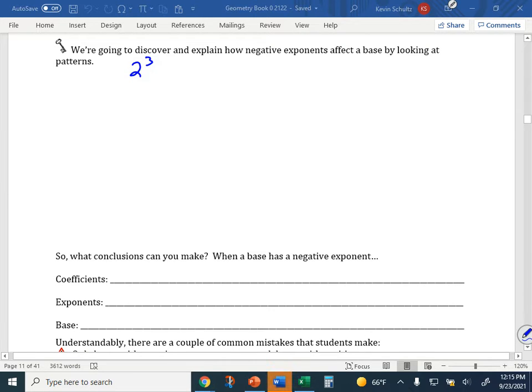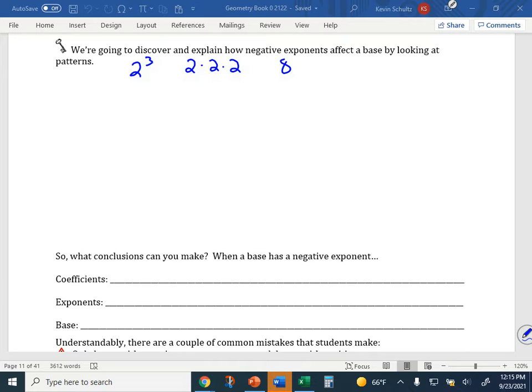So 2 cubed, 2 to the positive third power. We know what this means. We understand what it means. What is it? Okay, so in expanded form, it's 2 times 2 times 2. And what's the value of it then? 8. Okay? So what we're going to kind of test here is what happens when we decrease our exponent by 1.